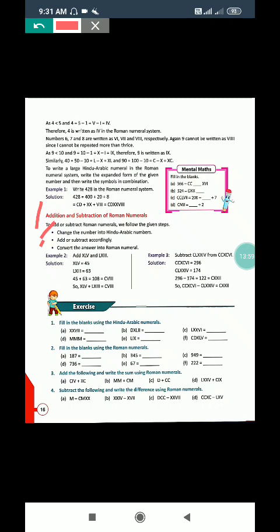Change the number into a Hindu-Arabic number. First of all, whatever is given, we have to change.